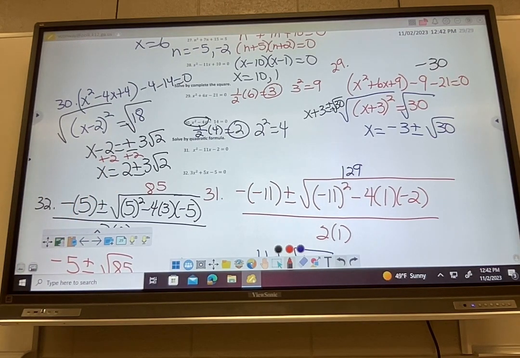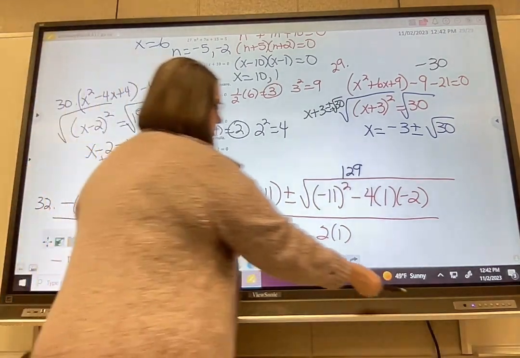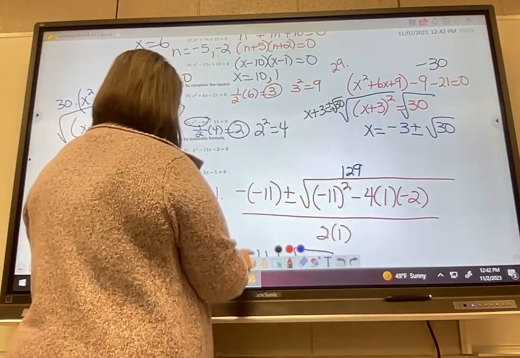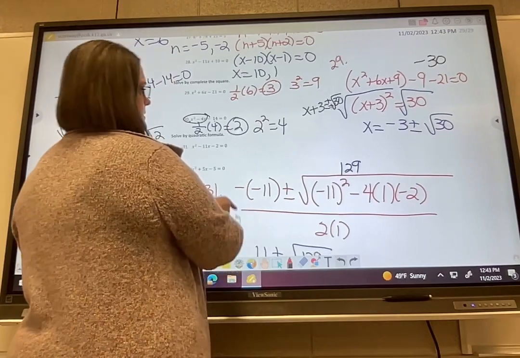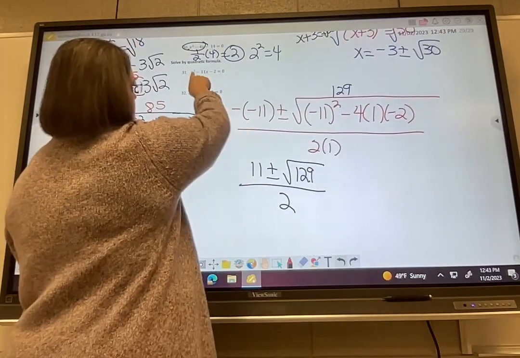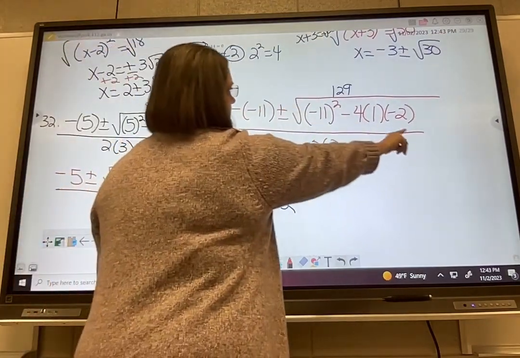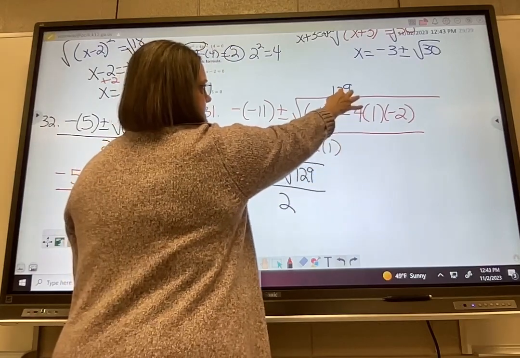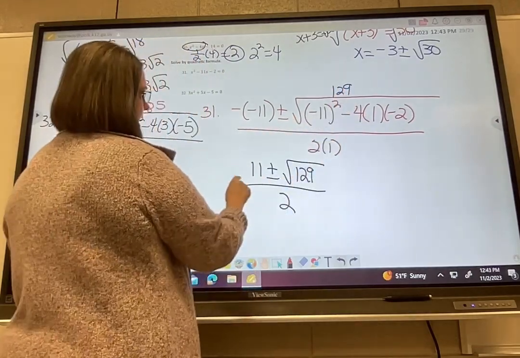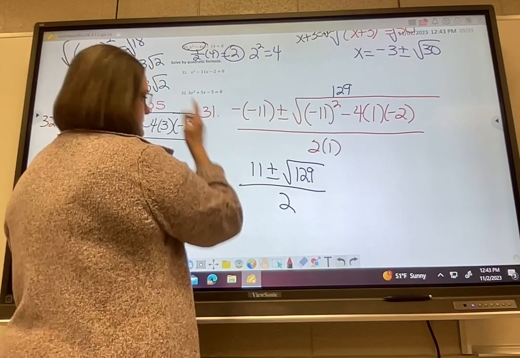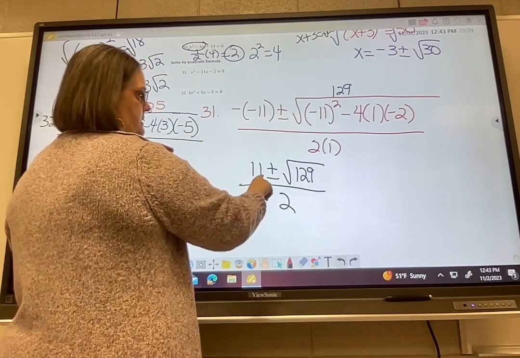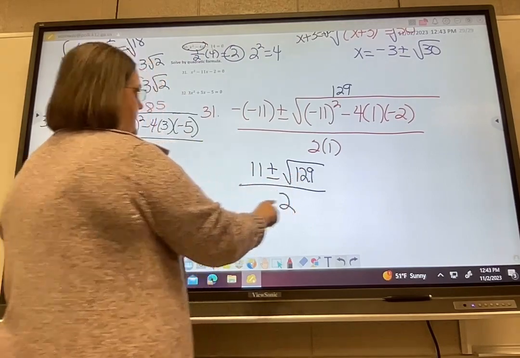Quadratic formula, number 31. Remember, you want to plug in the B, the A, and the C. So that's what I did, I took my B, my A, and my C, and I plugged it in. And I did this. This is the square root of 129. So my answer, a negative 11 is a positive 11. And my answer is 11 plus or minus the square root of 129 over 2.